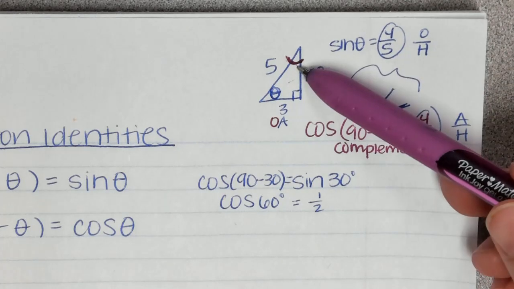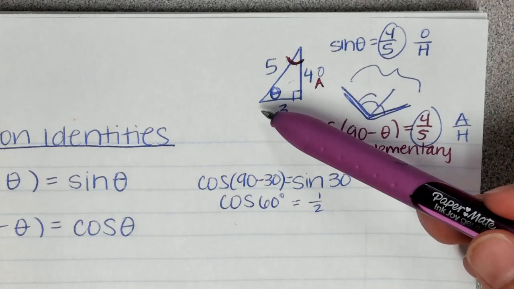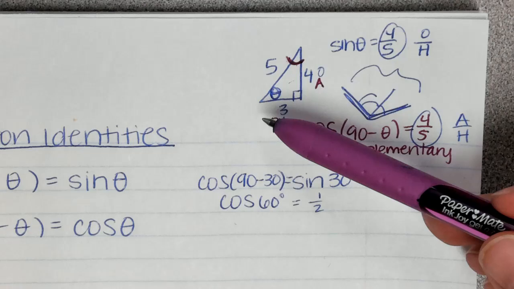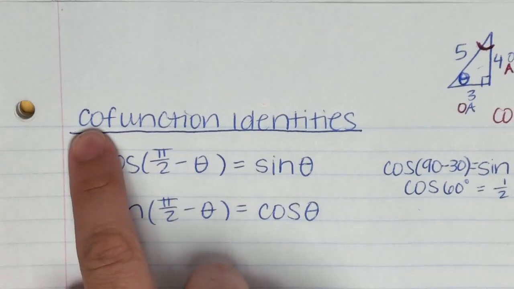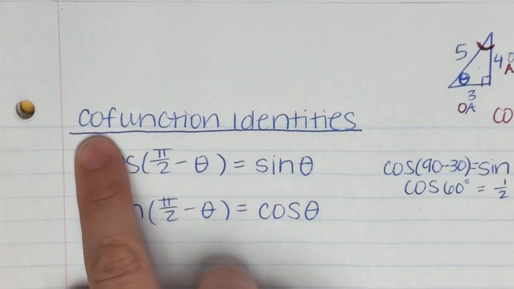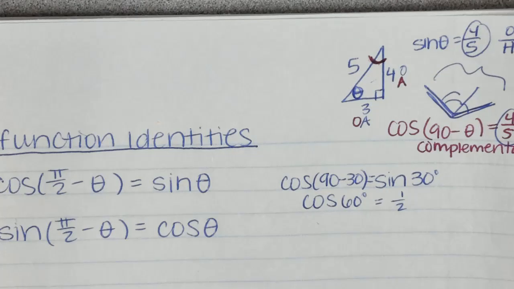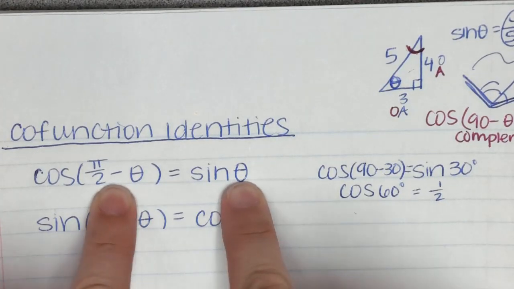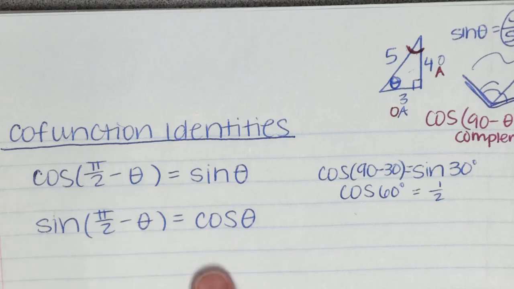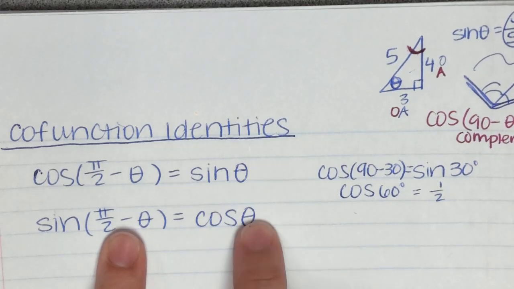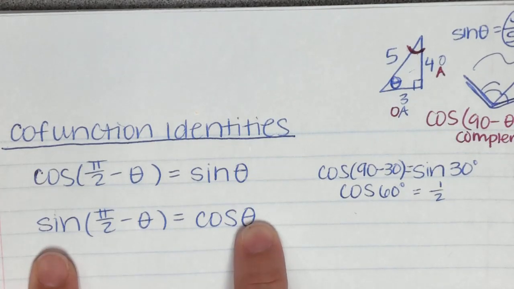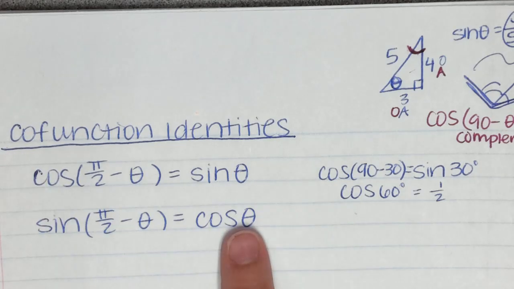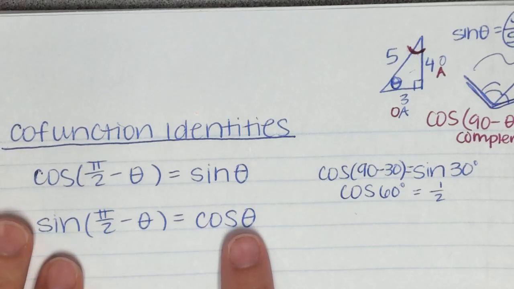So the cosine of one will be the sine of its complement, which is why these are called cofunctions. Sine and cosine are cofunctions because the value of one is going to equal the value of the complement of the other. So 90 minus theta and theta are complementary. They add up to 90. Same thing here. So the cosine of one is going to be the sine of its complement. And that's what cofunction stands for. It's really complementary functions. Okay.